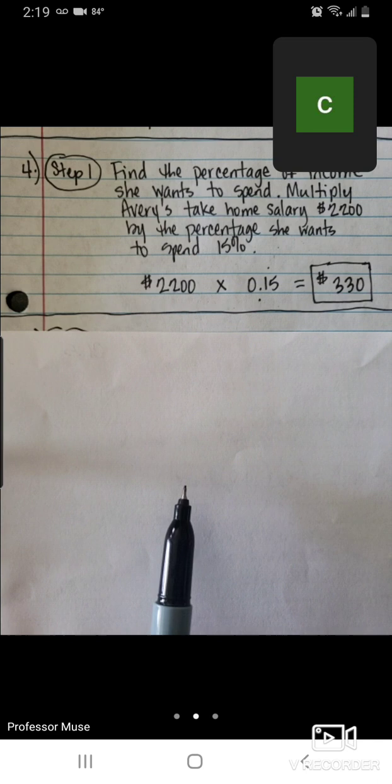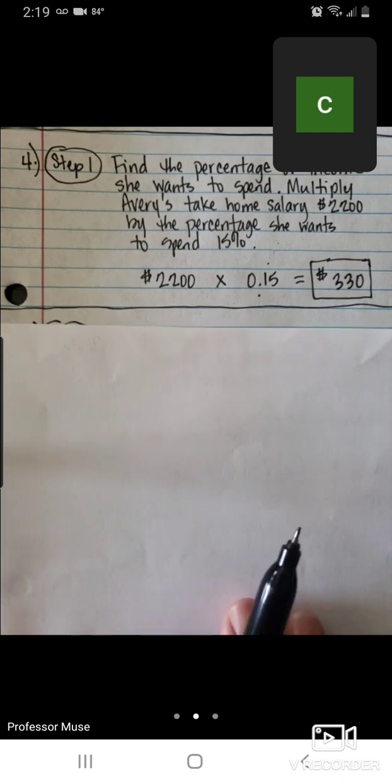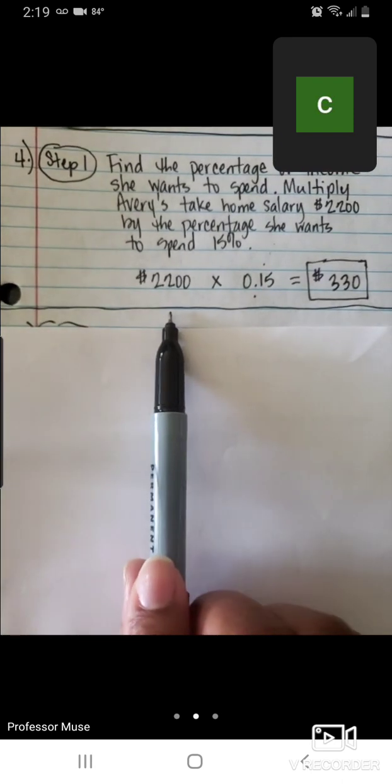Avery has a job where she has a take-home salary each month of $2,200. If Avery wants to spend no more than 15% of her monthly take-home salary on her car payment, how much can she afford?